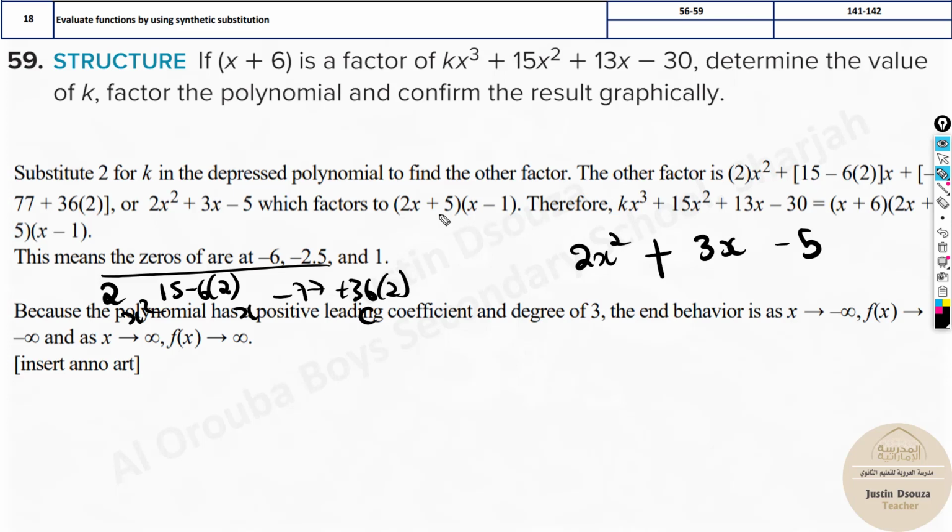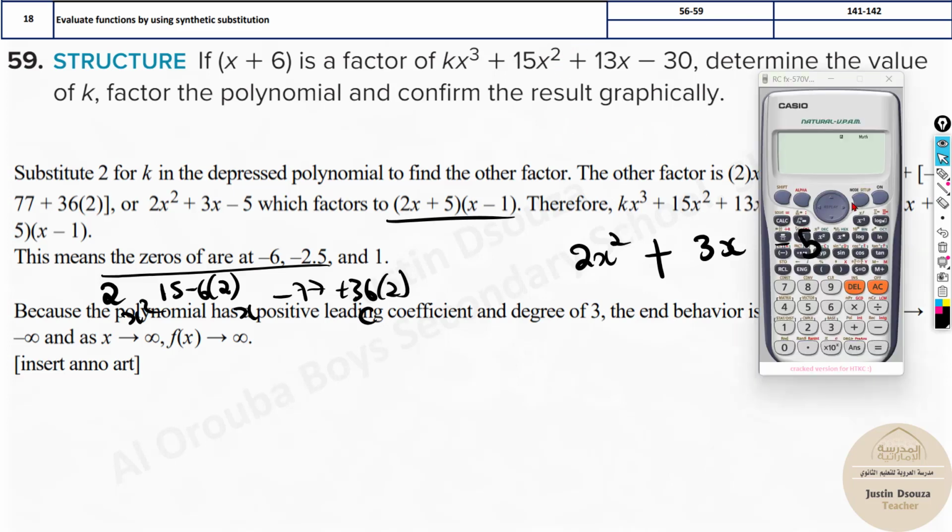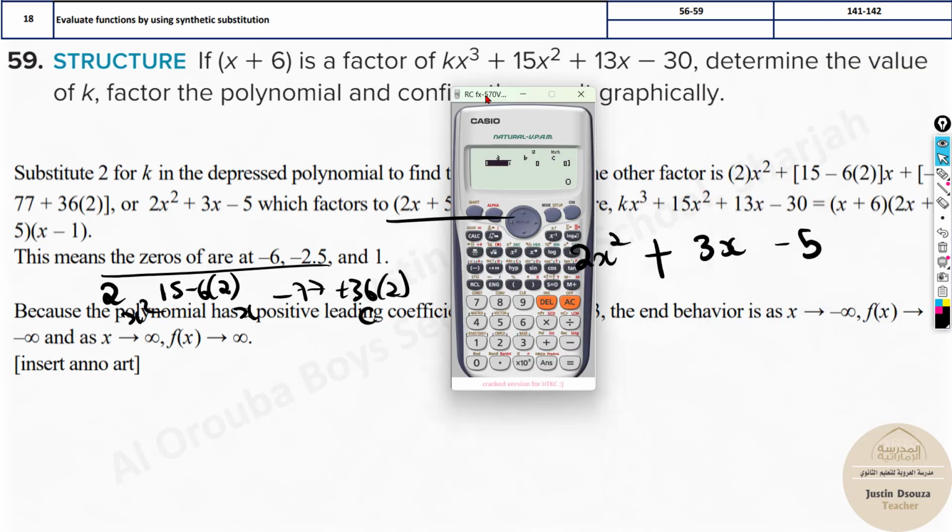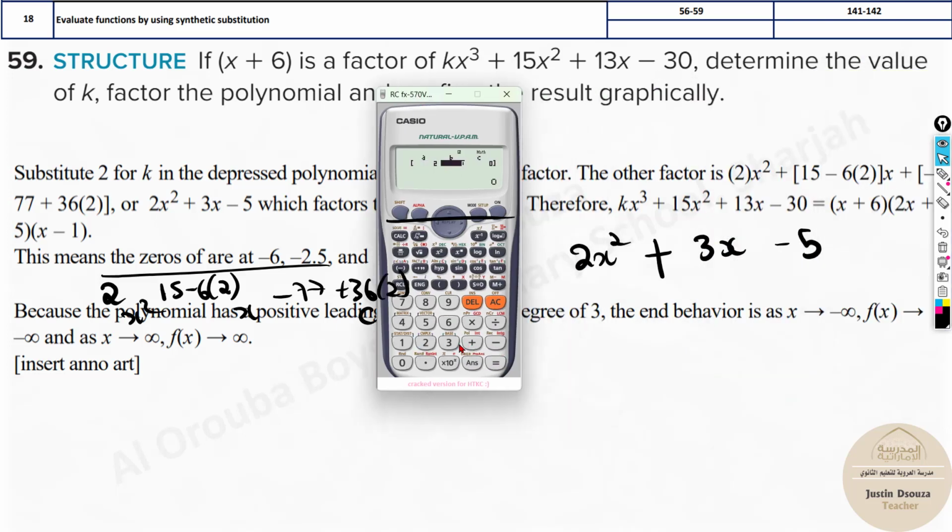Use the calculator and find the factors. Don't go to do the quadratic formula or anything. Just take out your calculator. We will use mode 5 3 and put the quadratic over here. It is 2, 3, and lastly we have minus 5. And what is the answer? 1 and minus 5 by 2. I'll tell you how to write this minus 5 by 2.